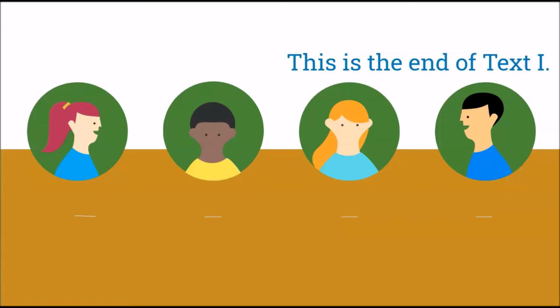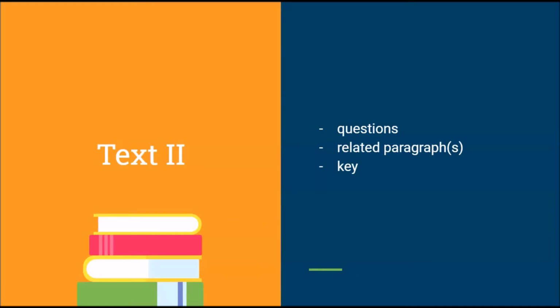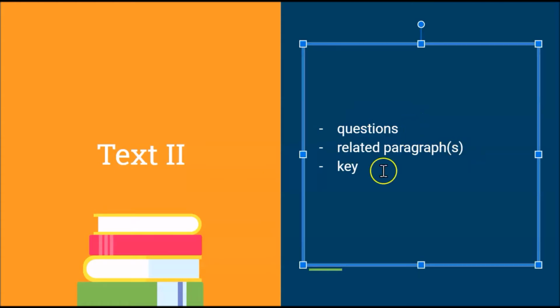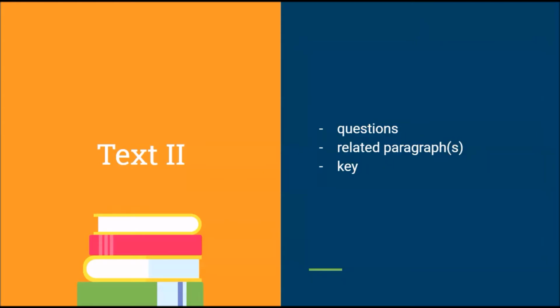Well, you made it to the end of this text 1. Well done. Now we're going to continue with text 2 of the reading handout. Again, let me give you a brief outline for text 2. Again, we're going to review the questions. We're going to read the questions, and we're going to read the related paragraphs to the questions. And finally, I'm going to share with you the answer key. So we can now continue with question 1.